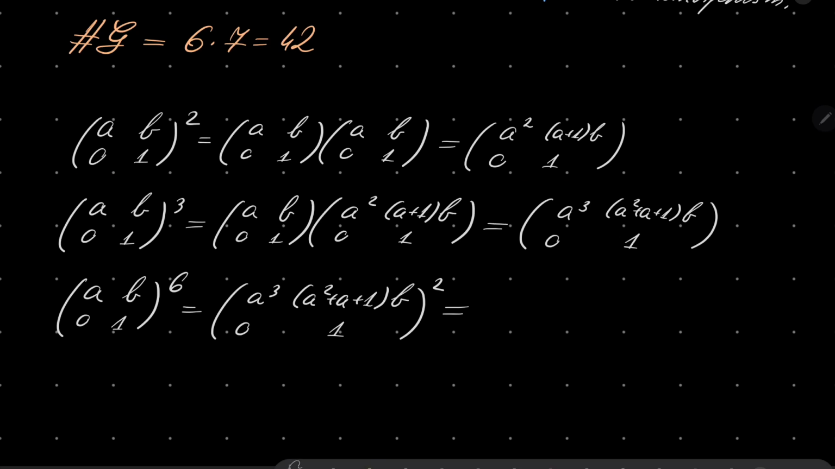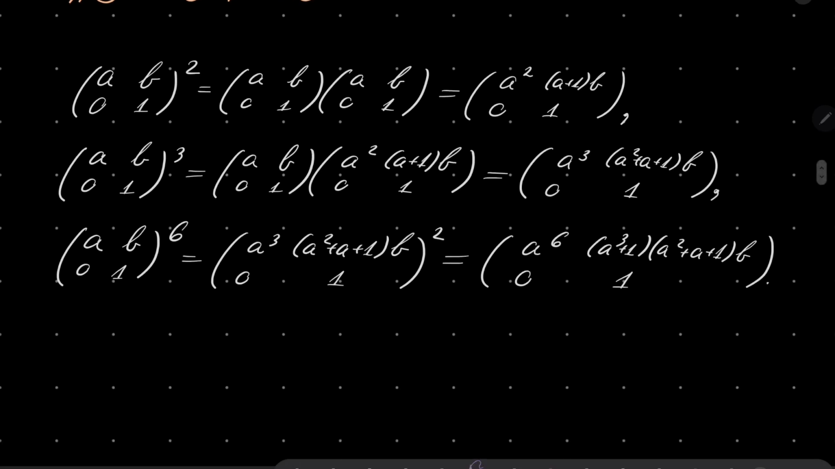So it's A cubed squared, so it's A to the 6th power, 0, 1, and here we'll have (A cubed plus 1) times (A squared plus A plus 1) times B. Verify it yourself if you are not believing, but you should.